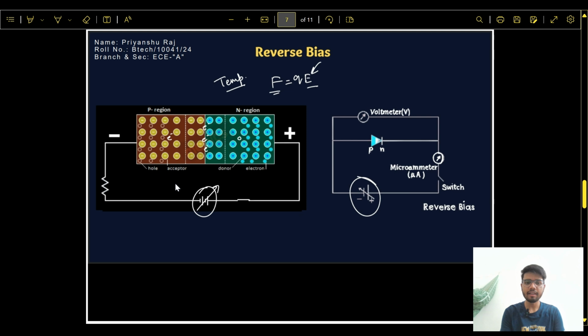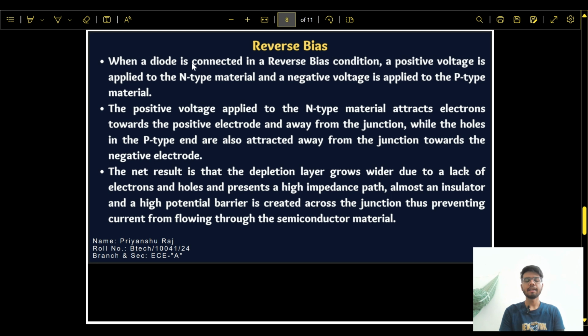Reverse bias. We can see in reverse bias the width of the depletion region increases. So this is the circuit diagram of reverse bias. Moving to the next slide. So what is reverse bias? When a diode is connected in a reverse bias condition, a positive voltage is applied to the N-type material and a negative voltage is applied to the P-type material.